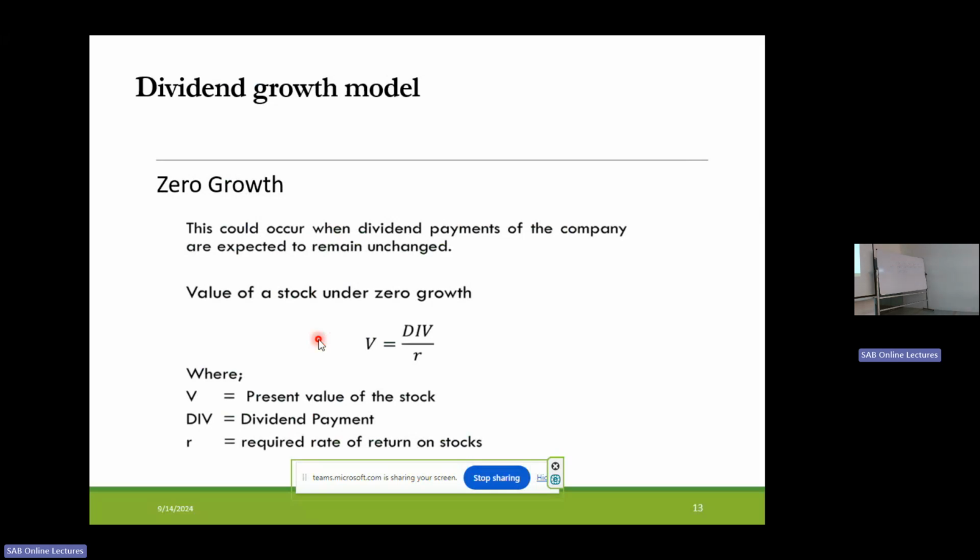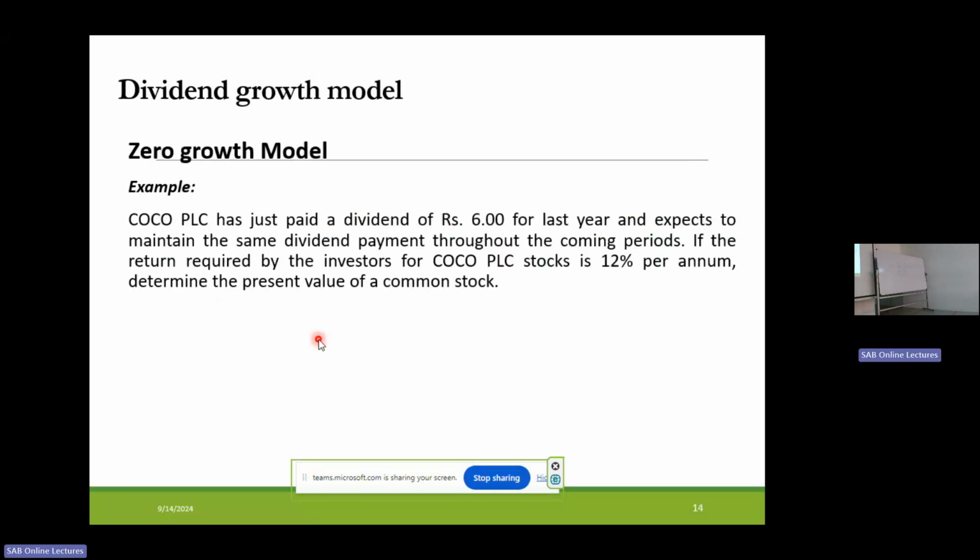That is the zero growth model. So look at this example. Colombo PLC has just paid a dividend of 6 rupees for last year and expects to maintain the same dividend payment throughout the coming periods.